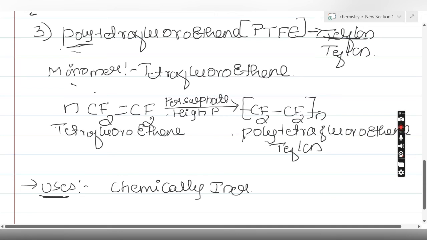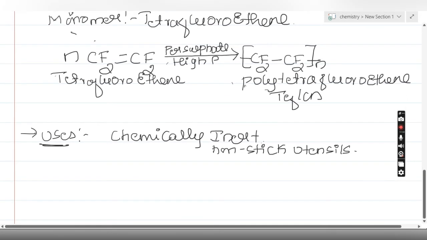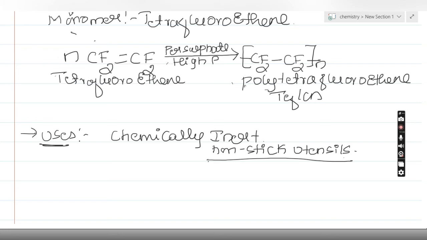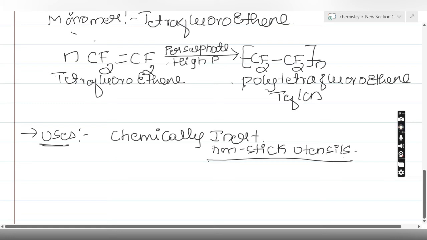Since it is inert to chemicals, it is mostly used in non-stick cookware utensils. This is a major application. Even in competitive examinations, they may ask: the polymer used in non-stick cookware is a dash, then you have to answer polytetrafluoroethene. Sometimes they may ask you to write the name of the monomer used. Then you just remove the word poly, and you get the name of the monomer. This can be done in which one?